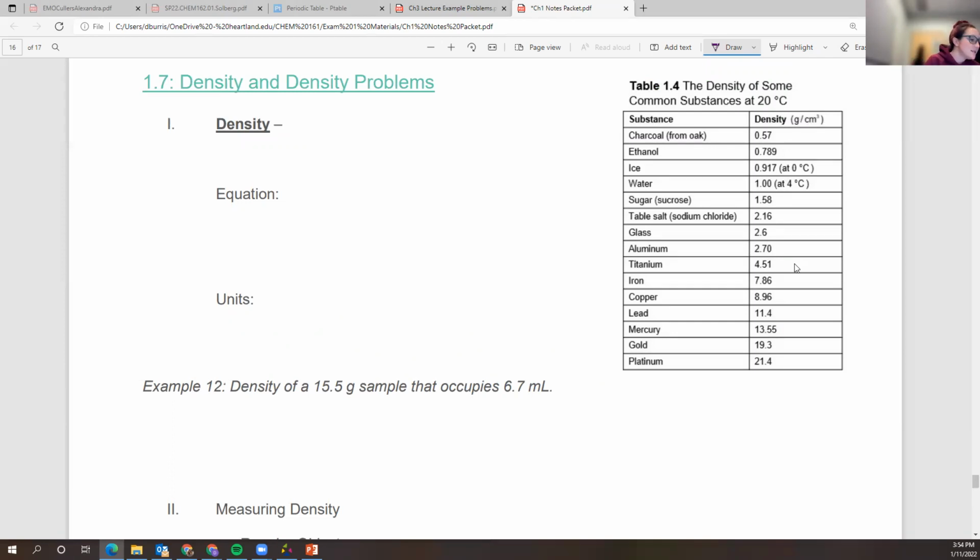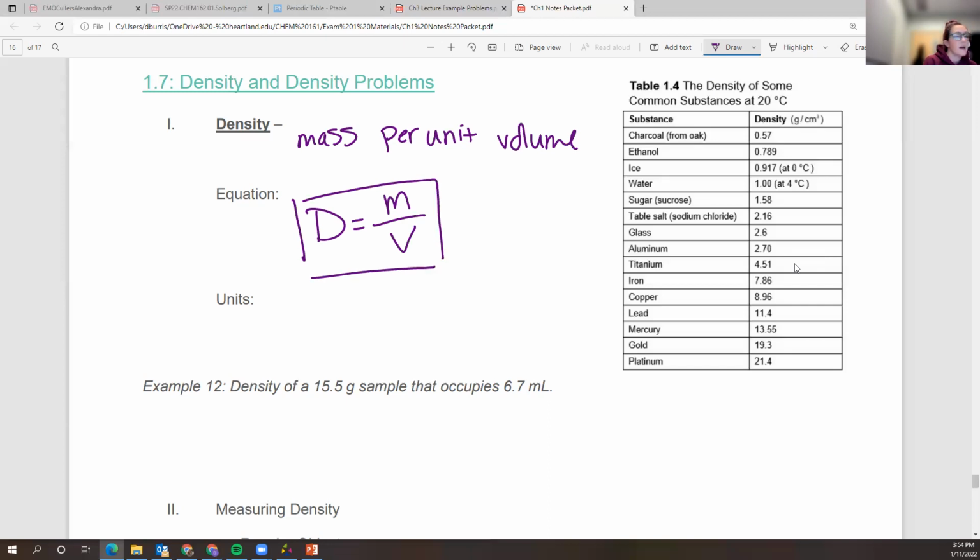Okay, so what is density? It is the mass per unit volume of a substance. The equation is d equals m over v. Okay, that's an important one to know and remember. All right, mass is almost always measured in grams, and volume is almost always measured in cubic centimeters or milliliters. Okay, so your units are usually going to be grams per milliliter or grams per cubic centimeter.